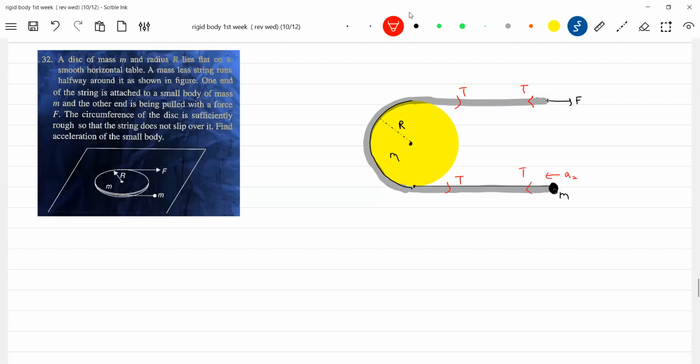So this will move like this, acceleration. This will accelerate. This will be alpha 1.